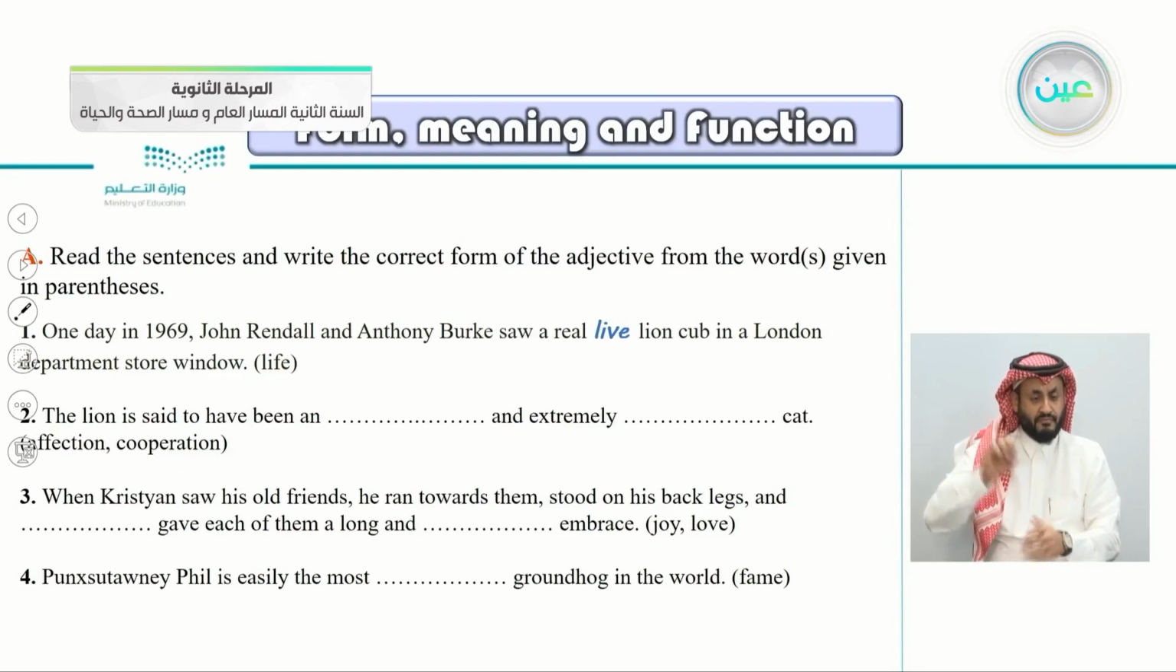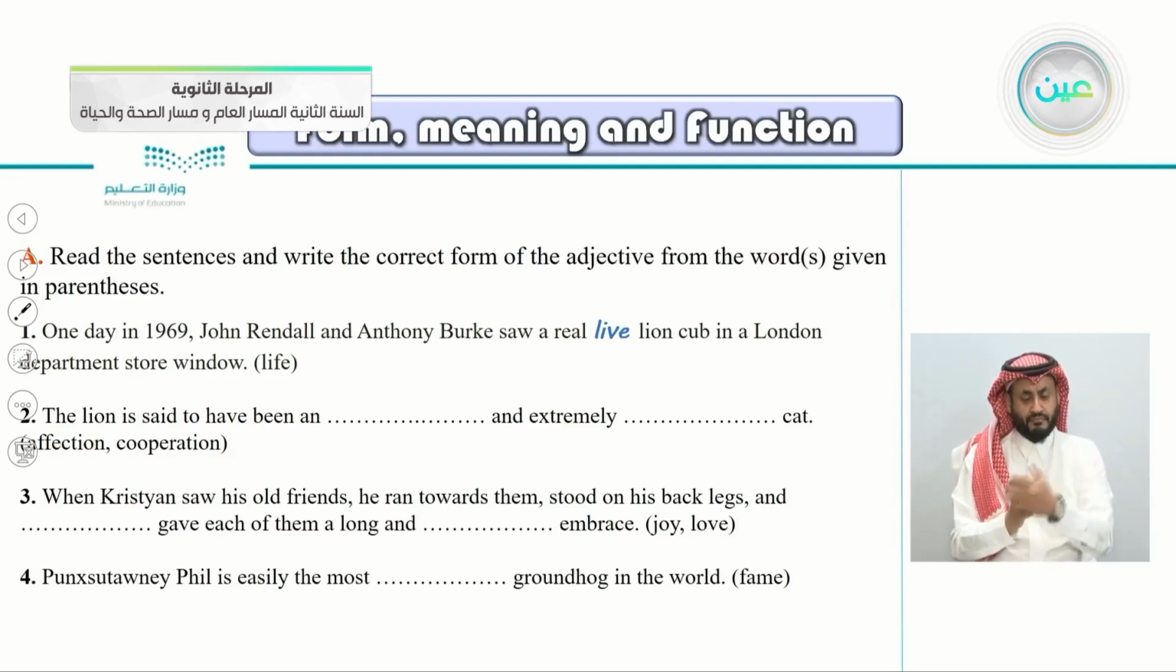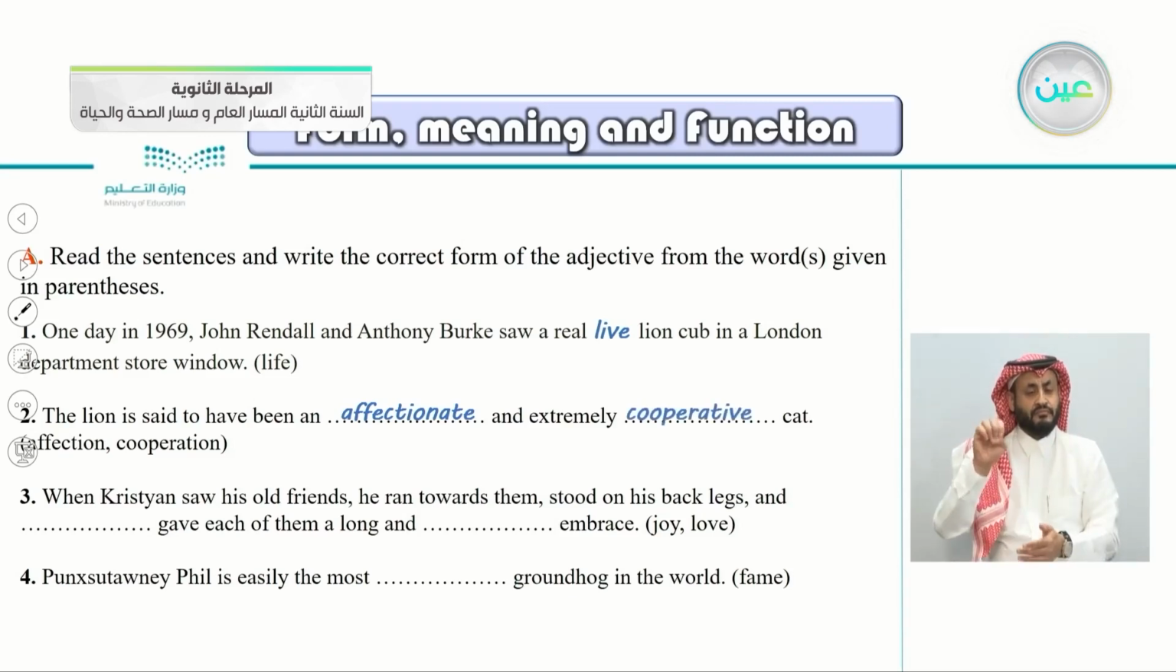Number two: the lion is said to have been an affectionate and extremely cooperative cat. So we have two nouns here, affection and cooperation. How do we make it an adjective? Yes, cooperative, very good. The lion is said to have been an affectionate and extremely cooperative cat. Sometimes we refer to lions as cats.